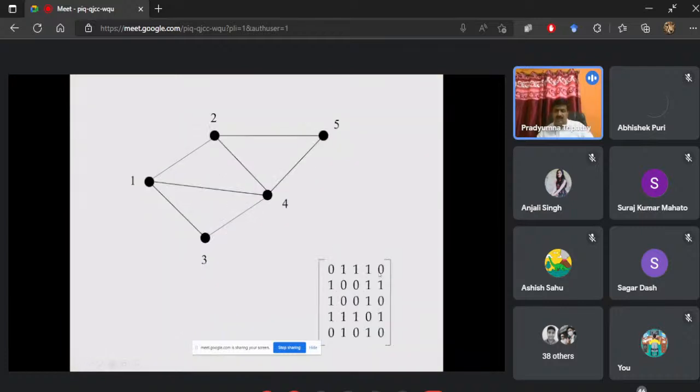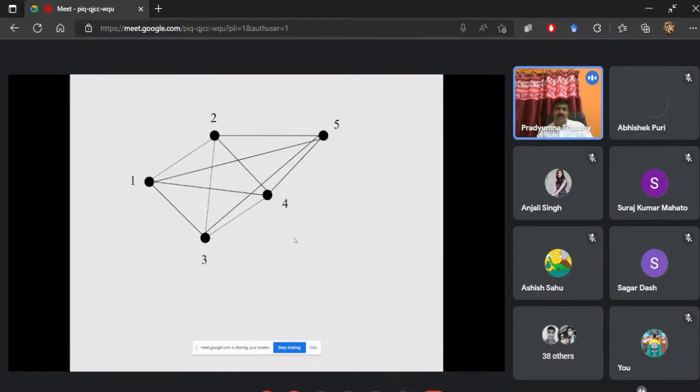So 2, 3, 4 are 1. All other nodes are 0. For example, node 3 is connected to 1 and 4. So 1 and 4 are being connected. All other nodes are 0. Correct? So this is the way it's a binary encoding. The network is now being encoded. Had it been a fully connected network, all of these would be 1, except the diagonal elements, which are 0.